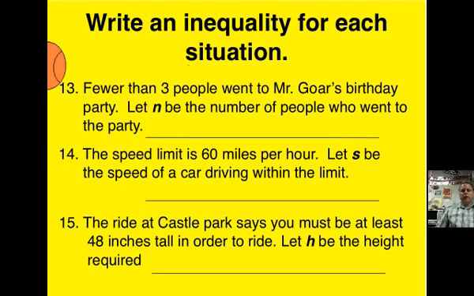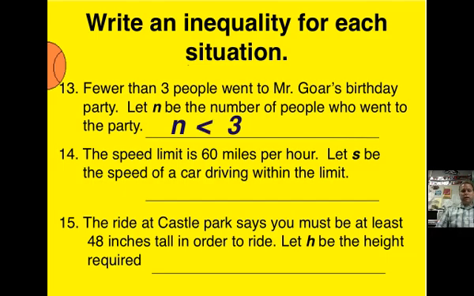Would you try to write an inequality for these three situations? Use the variable that they gave and do the best you can. So, number 13, fewer than 3 people went to Mr. Gore's birthday party. Let n be the number of people who went to the party. So we got n, we got 3. Now we need to decide, are we including 3 in our answer? It says fewer than 3 people. So did 3 people go? If fewer? No. So that means n is going to be less than 3.